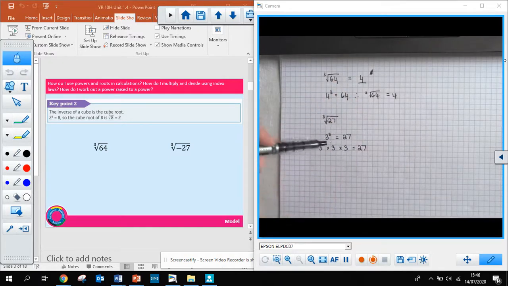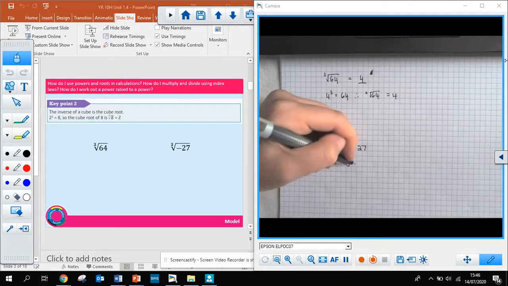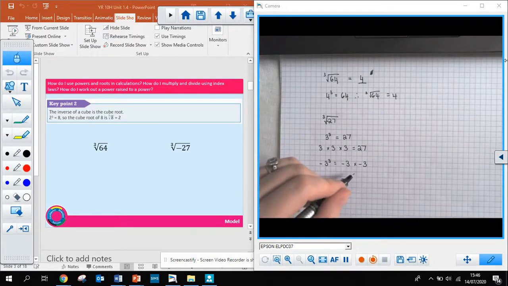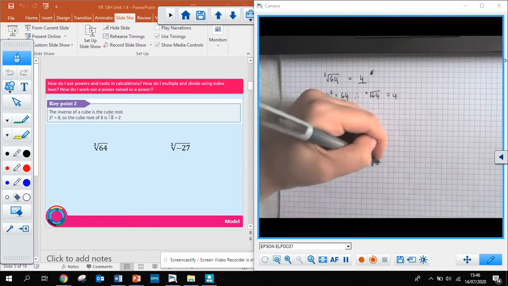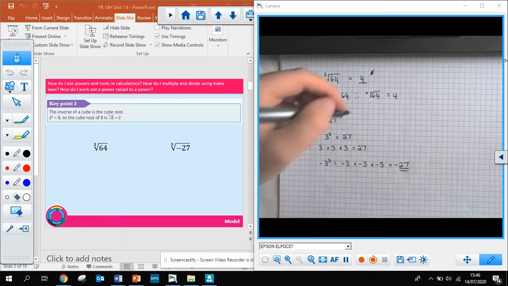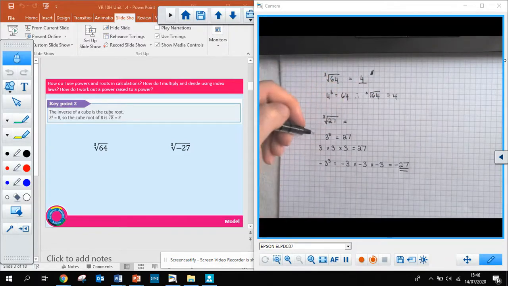So I know that 3 cubed gives me 27, but I'm looking for negative 27. And the way that I'm going to get that is by doing negative 3 cubed. Because negative 3 times negative 3 gives me positive 9, because a negative times a negative gives me a positive. Then positive 9 multiplied by negative 3 gives me negative 27. Okay, so my answer here to the cube root of negative 27 is negative 3. Okay?